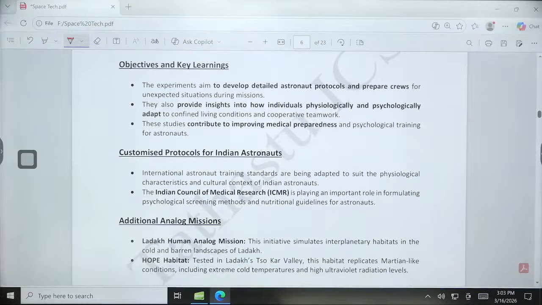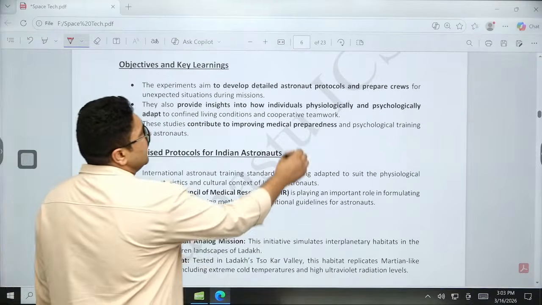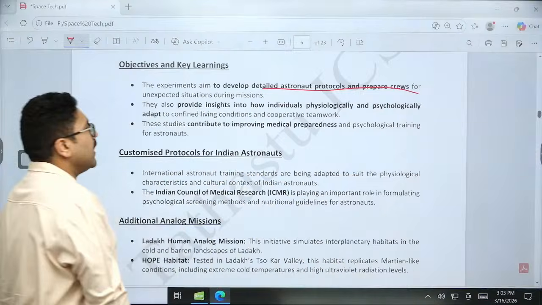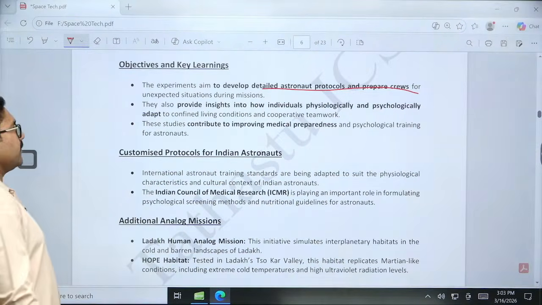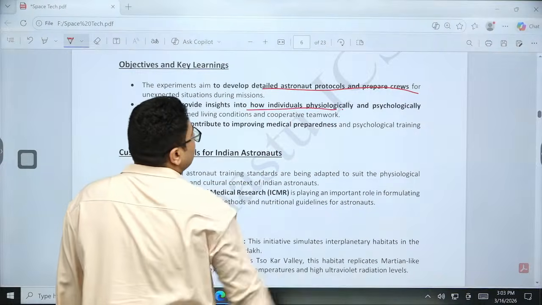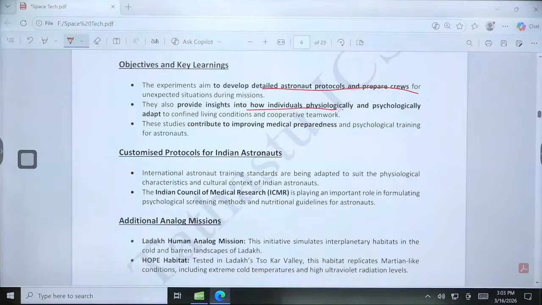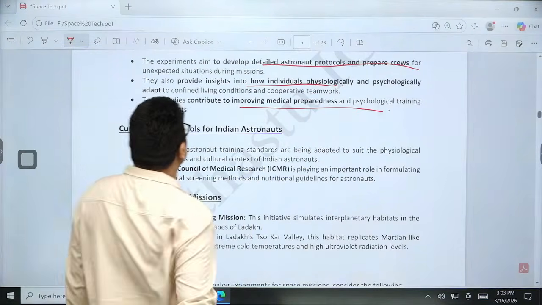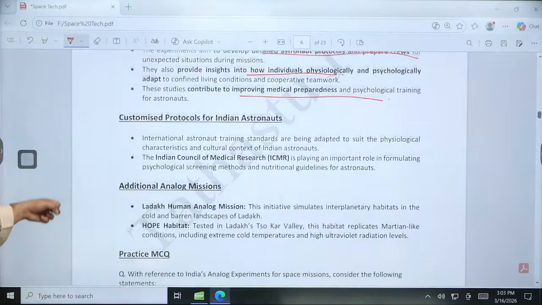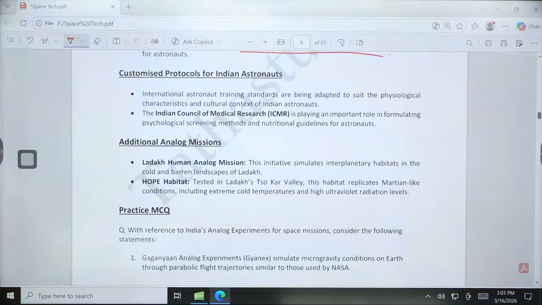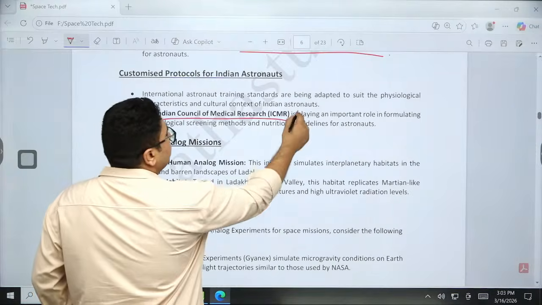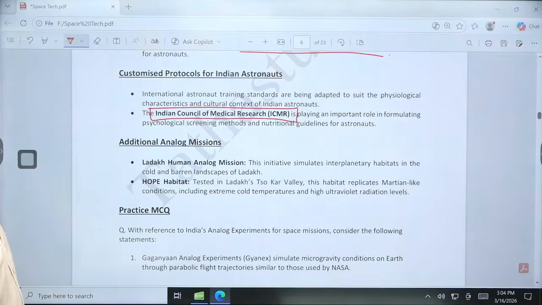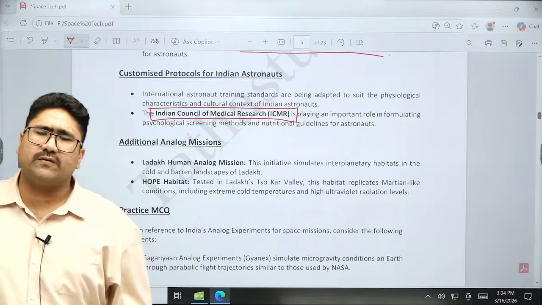What are the objectives or what are the learnings? Aim to develop detailed astronaut protocols and prepare crews for unexpected events during space missions. They provide insight into how individuals psychologically and physiologically change in space. These studies contribute to improving medical preparedness and psychological training for astronauts. In India, the Indian Council of Medical Research is playing an important role in formulating psychological screening methods and nutritional guidelines for astronauts. Yes, there are 4 crew members for the Gaganyaan mission.